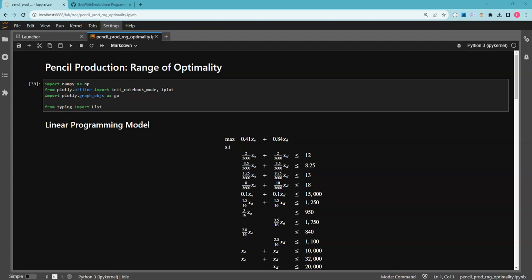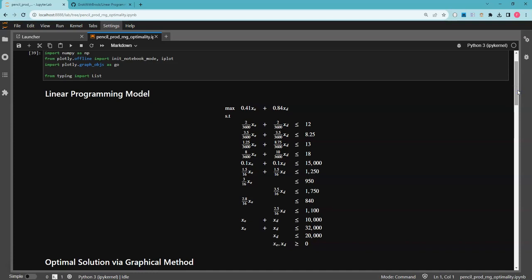So in this video, we're going to build off of some previous work that we've done where we looked at the pencil production problem. We went from the problem statement to a mathematical model, which is what we see represented here. And then we also looked at various ways to solve the mathematical model. We've solved it graphically, and we've also solved it with some software tools.